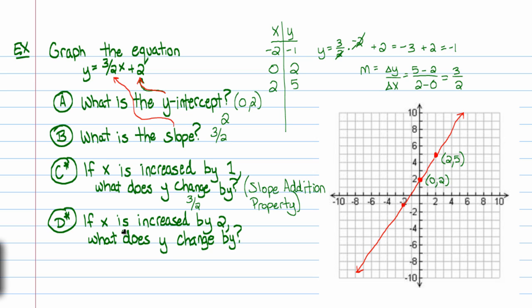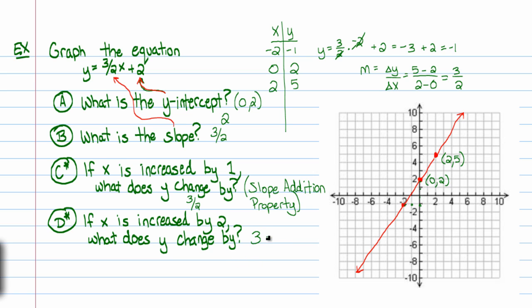And then, of course, the second sub-question is, if x is increased by 2, what does y change by? Well, remember, slope is rise over run, so we're saying if we ran forward 2 steps, what does the y value rise by? Well, 1, 2, 3. So if I run forward 2 steps, from this point, -2 comma -1, I would have to run back up 1, 2, 3 steps to land back on the line. So if x is increased by 2, y increases by 3.